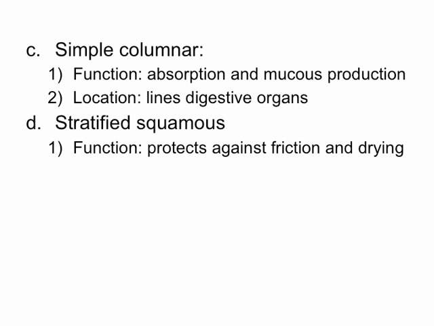It should make sense that if you have multiple layers of cells, you could lose a few of those and still not really damage the tissue. So it protects against friction. And additionally, it protects against drying because the outer layer of these cells are the ones that are going to be squamous. The places that you can find stratified squamous epithelium include the mouth and the vagina.